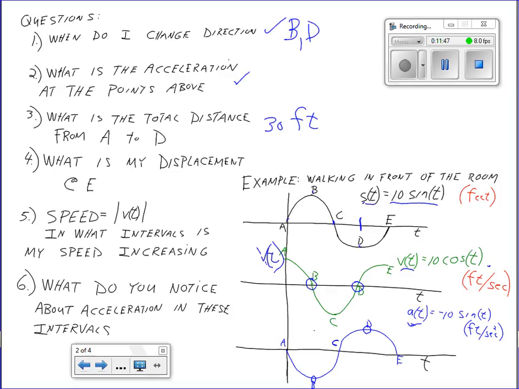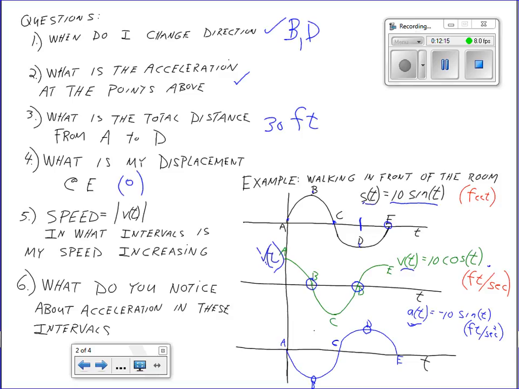Now, what is my displacement at E? What is my position at E? Well, it's 0, right? I'm back at the origin. I start in the middle of the room. I go to the window at B, back to the middle, to the left window at D. My displacement is 0 here.